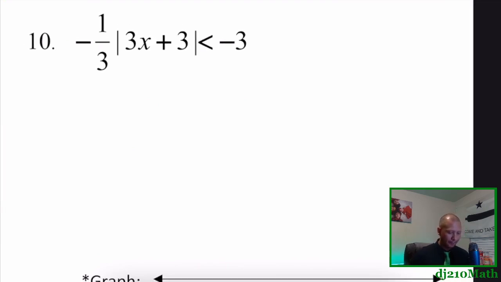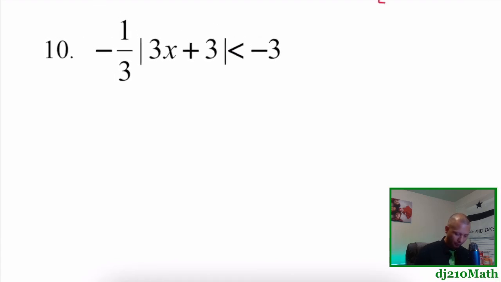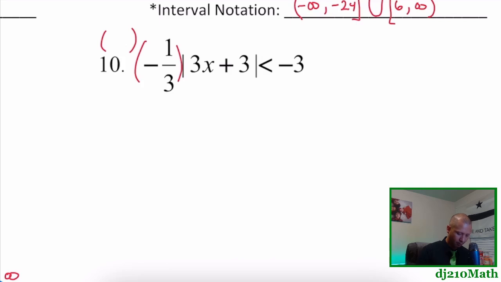Okay, number 3. Or number 10. This is negative 1/3 absolute value of 3x plus 3 less than negative 3. All right, to isolate the absolute value on the left, we're going to have to multiply by the reciprocal. So the reciprocal of 1/3 is 3, right? 3 over 1. I don't really care about the over 1 part. But it's also negative. So I'm going to have to multiply by a negative as well, right? Because I want to completely get rid of the things outside the absolute value. So negative times negative is a positive, so it goes away.